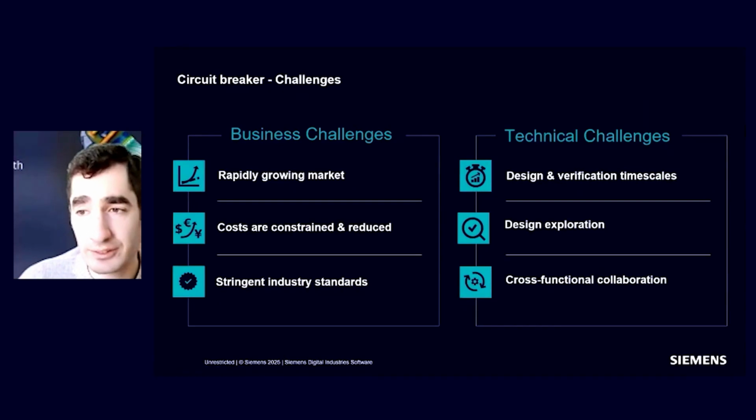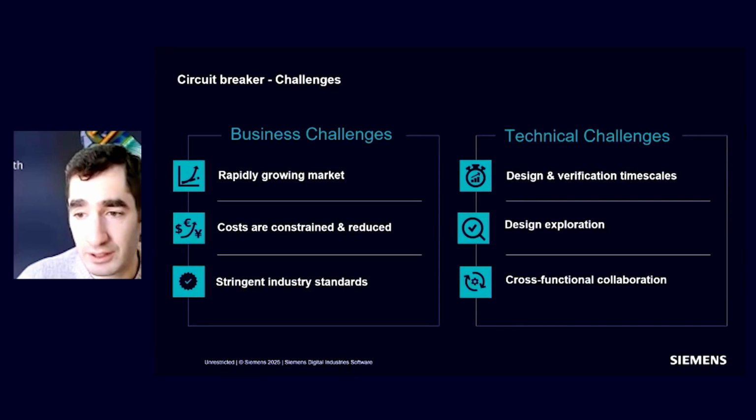So now let's identify the challenges that we are facing. On one side, we have the business challenges. We have a rapidly growing market driven by a growing need for reliable and secure power supply systems, as we saw before. Then we have costs that are constrained and reduced. On one side, we have increasing prototyping costs, but on the other side, we want to lower the development and testing costs. Then we have stringent industry standards. We want to ensure safety and performance while managing power density increase, packaging constraints, and the need for cheaper cooling solutions.